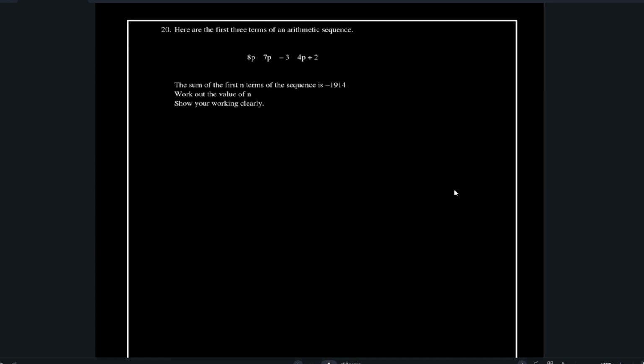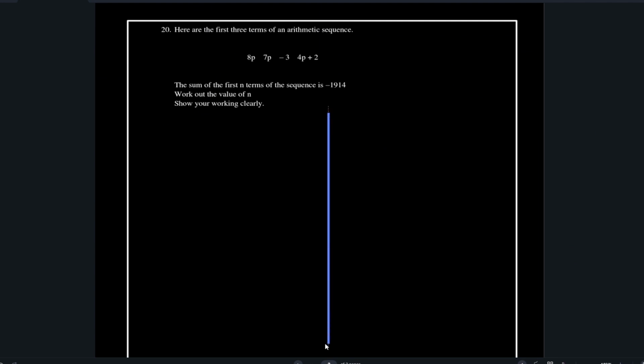Here are the first three terms of an arithmetic sequence: p, 7p minus 3, and 4p plus 2. The middle one is the expression 7p minus 3, and the third term is 4p plus 2. The sum of the first n terms of the sequence is negative 1914. Work out the value of n. Show your working clearly.